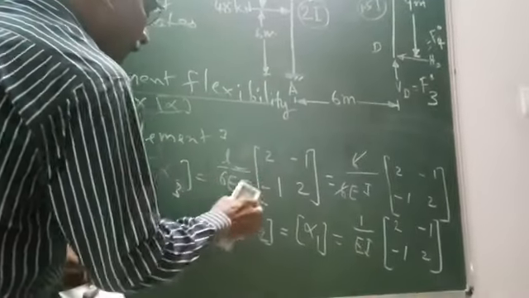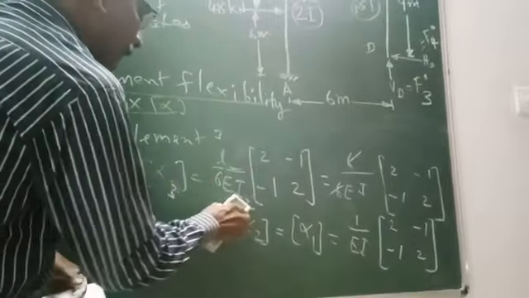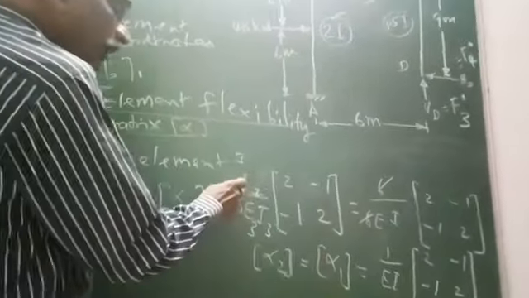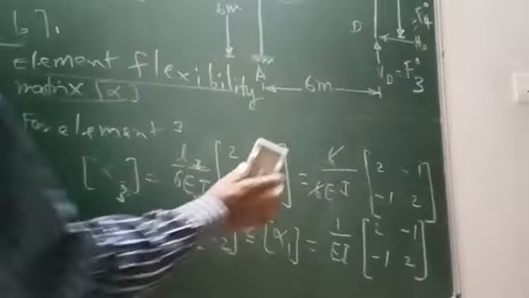Therefore, 6, this is L3, 6E3, I3, same formula. Now L3 is 9 meters. L3 is 9 meters by 6E into I, equal to 1.5 I. Therefore, this 6 into 1.5 is 9.